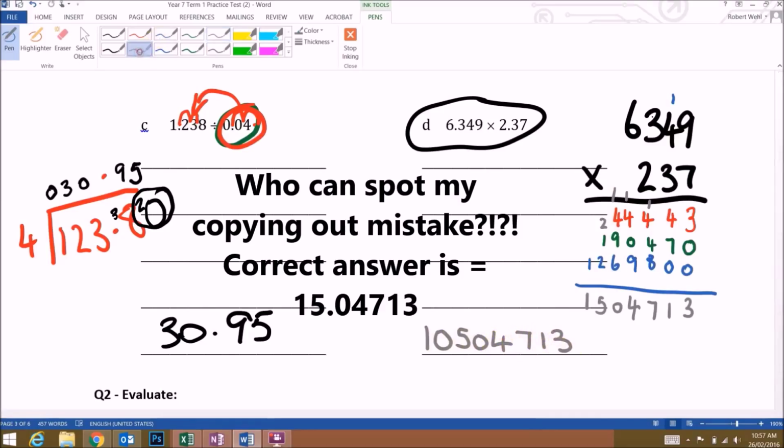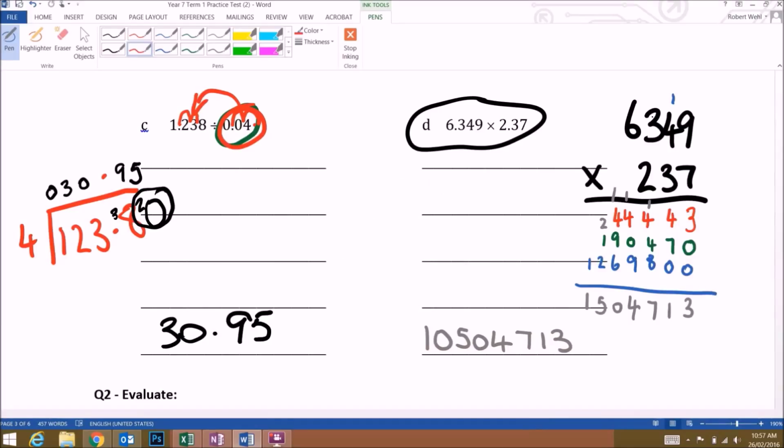Now we just need to work out where exactly my decimal point goes. So 1, 2, 3, 4, 5 decimal places. So I need to have, counting from the right, 1, 2, 3, 4, 5 decimal places. And I'll just put in my decimal point. So 105.04713.